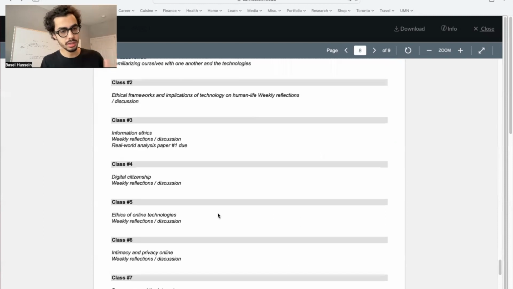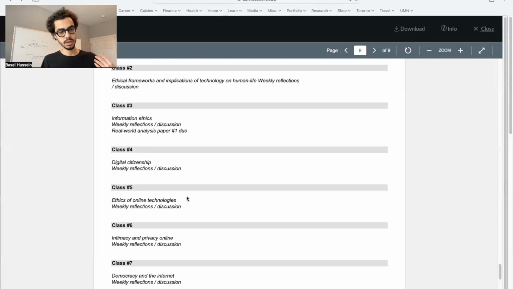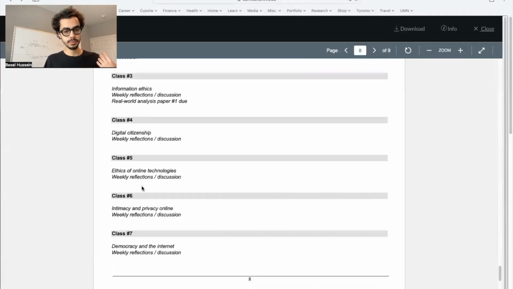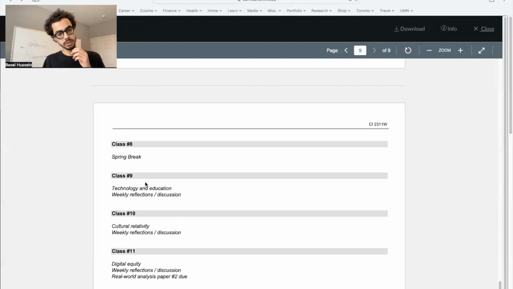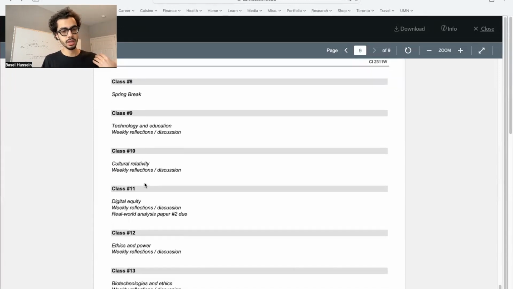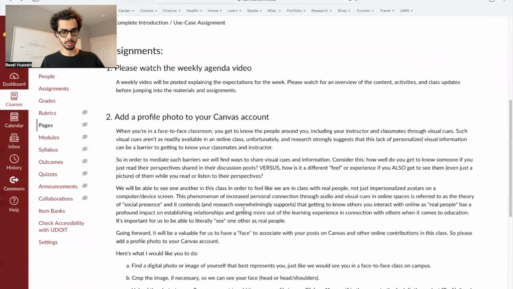And yeah, a very rough outline of what we'll be covering in terms of ethical frameworks, what it means to be a digital citizen and being responsible online, online relationships, the way technology can impact political systems and democracies and so on, technology and education, and a number of other topics that we will dive into and change again based on what is popular and interesting to all of you and what's happening in the news. So that's broadly the syllabus.